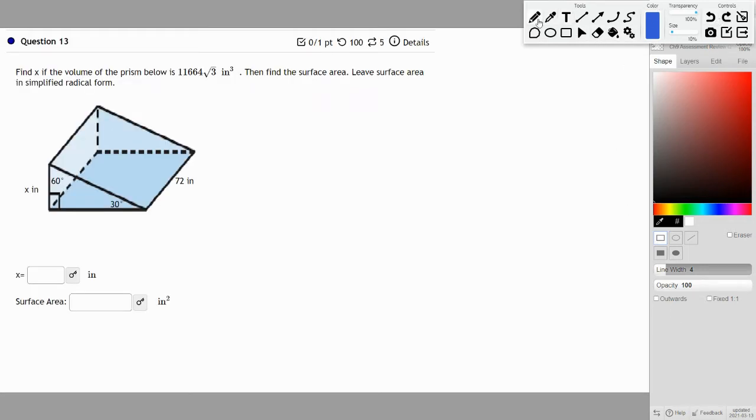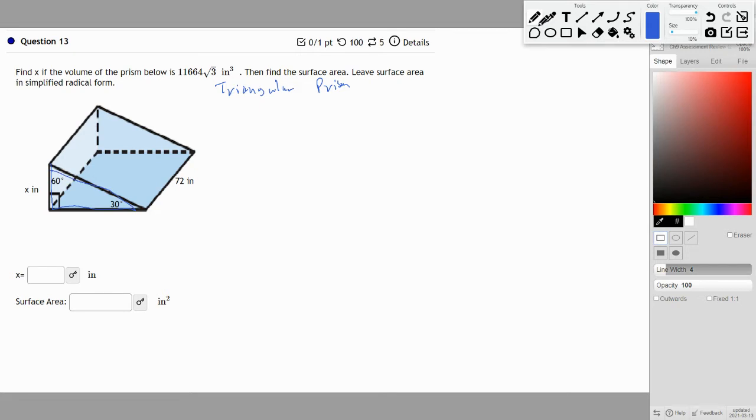So if this is a triangular prism, I guess I'll have to write this out. That means that the base of this prism is the triangle. So this is the base of the shape. Even though it's laid flat on the rectangle base, the base is indeed the triangle.